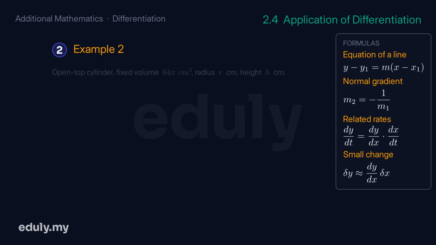An open-top cylinder, volume 64 pi. 4 parts: area, minimum, rate, small change. This is the same tin, open top, just the base plus the curved side. The volume is the constraint, like the two sliders collapsing to 1. h equals 64 over r squared.